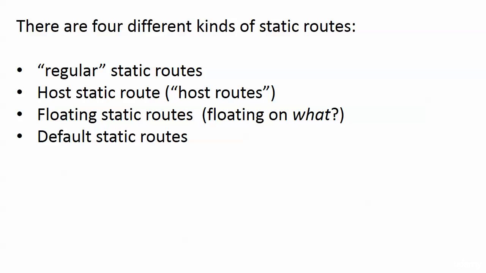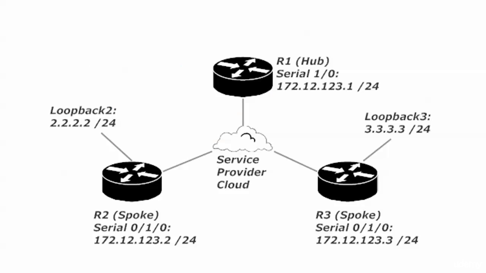Floating static routes, we're going to wait a couple of sections on those, because the first thing that I asked when I saw the name of this was, floating on what? So you'll see exactly what they're floating on after we cover a dynamic routing protocol coming up in the next section. And then we have default static routes, which I believe we've seen one in action, but we're definitely going to see another one here. So you will definitely have those down in time for the exam as well.